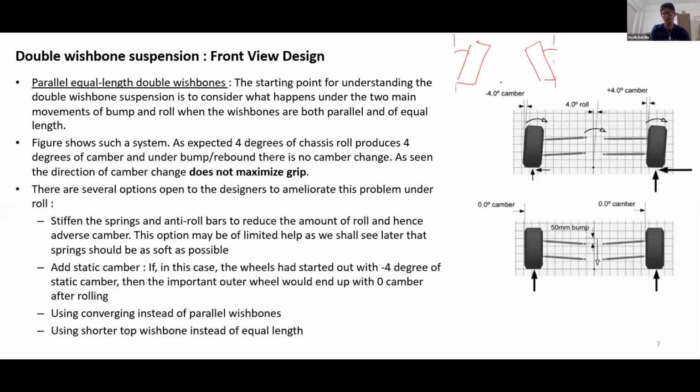During rolling, what happens is that this wheel over here, which is going into positive camber, will go from -4 degrees to 0 degrees. So one of your wheels goes to 0 degrees, which is a good thing, and the other wheel goes to -8 degrees of camber, right? So your outer wheel goes to 0 degrees.